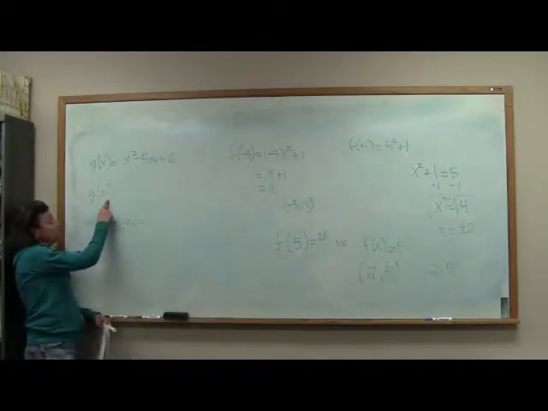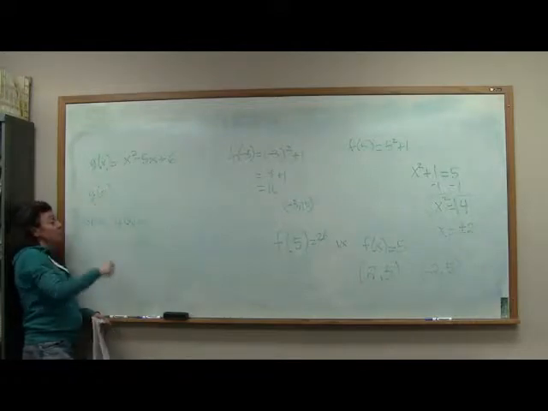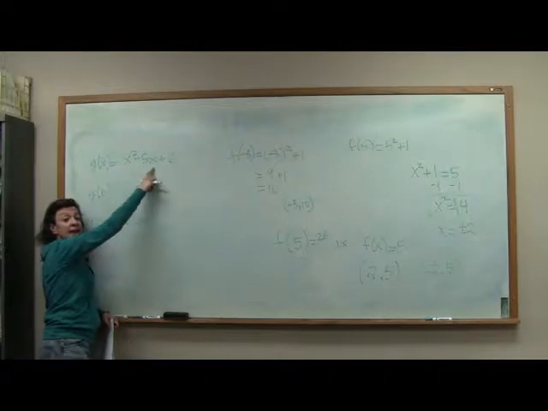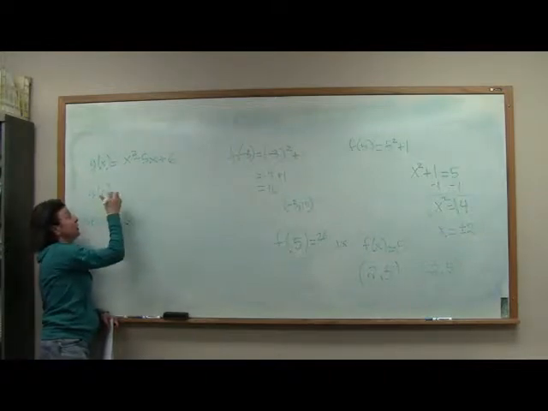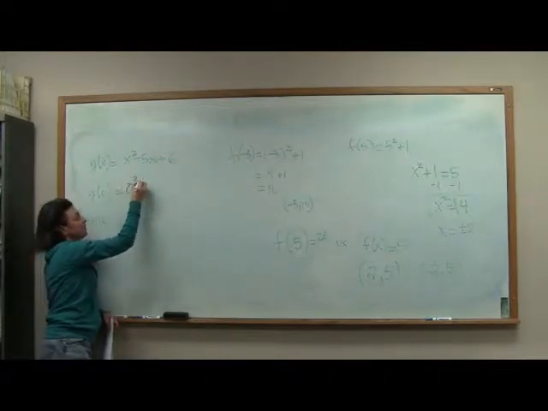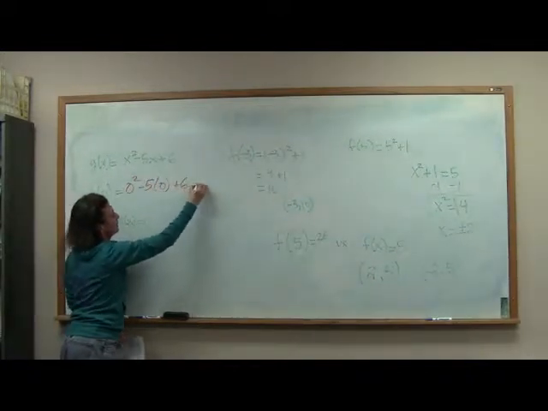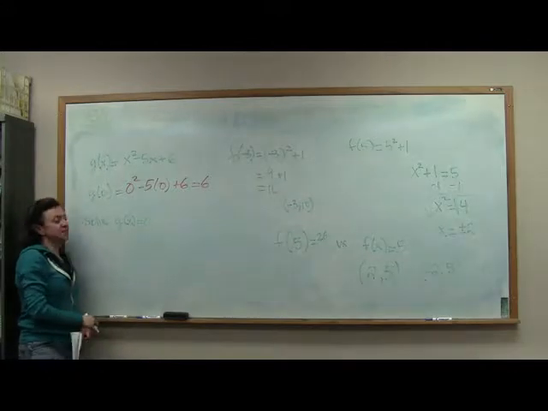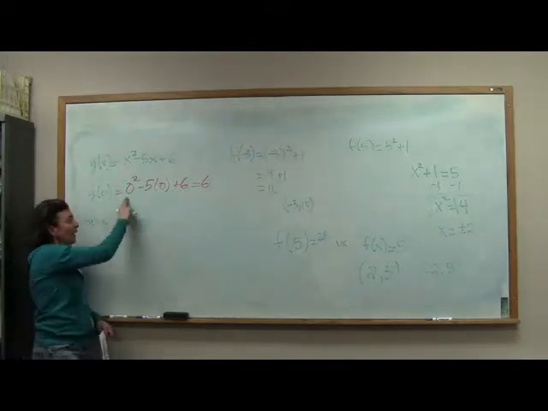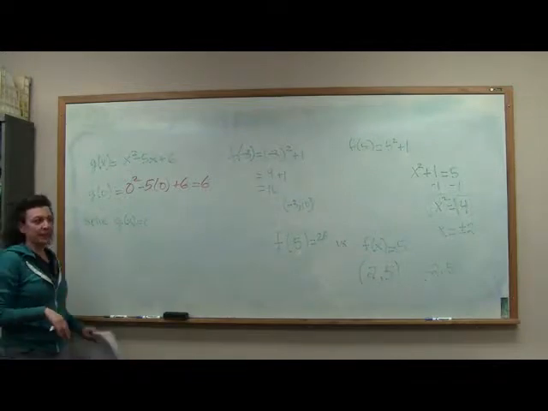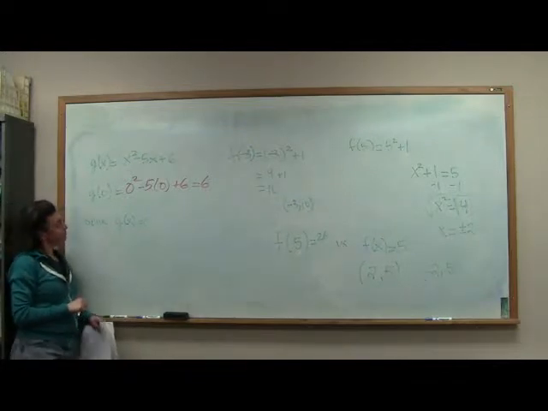If I want to compute g of 0, notice I'm replacing x with 0. So everywhere where I see an x in my function g, I'm going to plug in 0. So I get 0 squared minus 5 times 0 plus 6, which is just 6. Do you have to show this middle step? Actually not, but when I'm explaining it, I like to show every step.